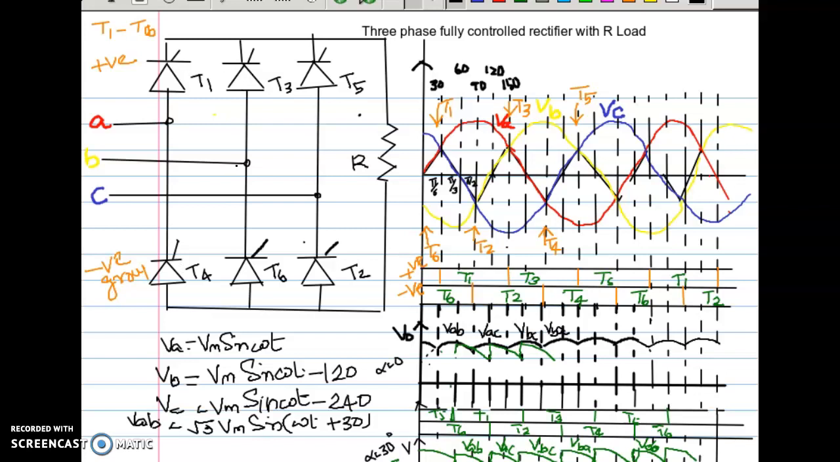Like that, when VB becomes more positive, T3 can be triggered. When VB becomes more negative, T6 can be triggered. Like that, when VC becomes more positive, T5 can be triggered. When VC becomes more negative, T2 can be triggered.